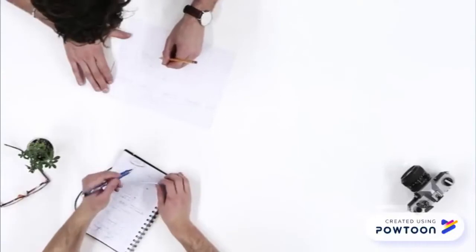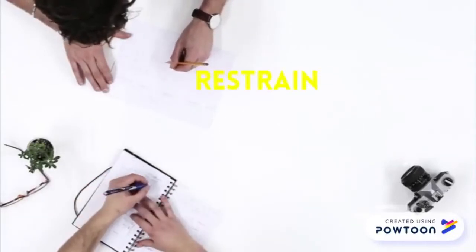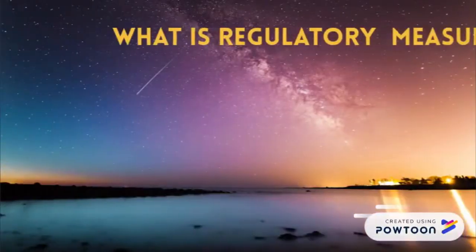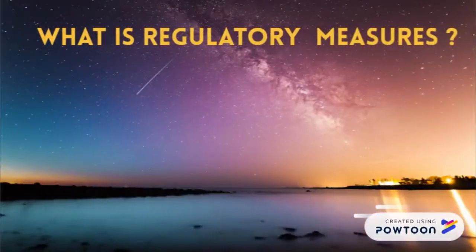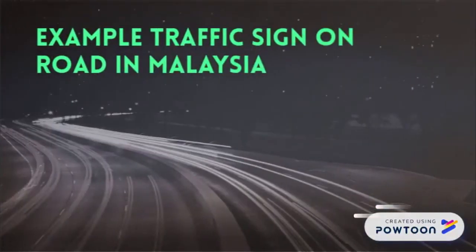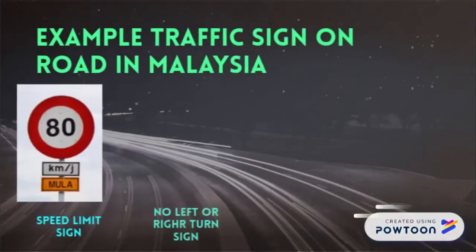Now I will explain the restraint measures for regulatory. What are regulatory measures? Regulatory traffic management has the force of law and uses mandatory and prohibitory traffic signs and markings to inform drivers regarding what they must and must not do in relation to speed, movement and waiting. Example: traffic signs on roads in Malaysia.